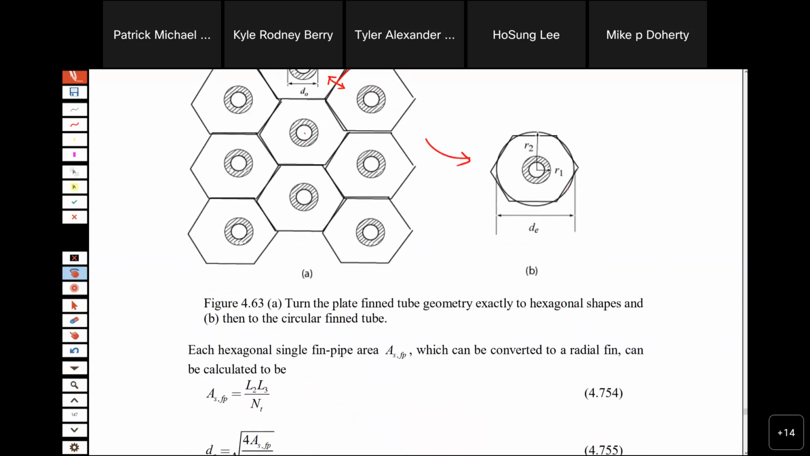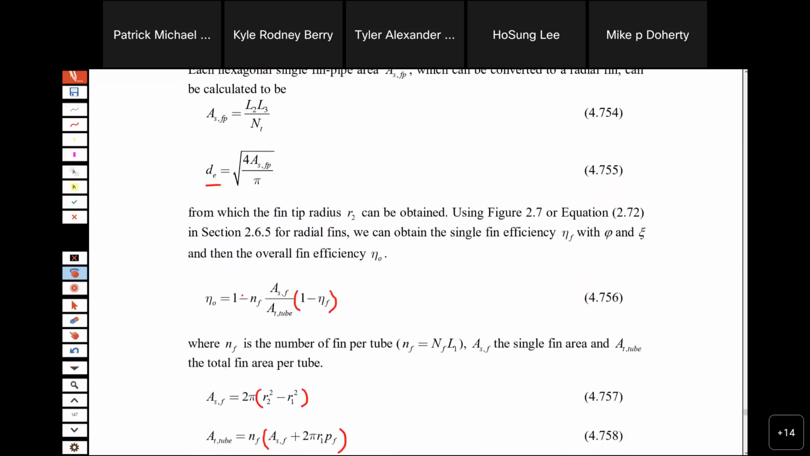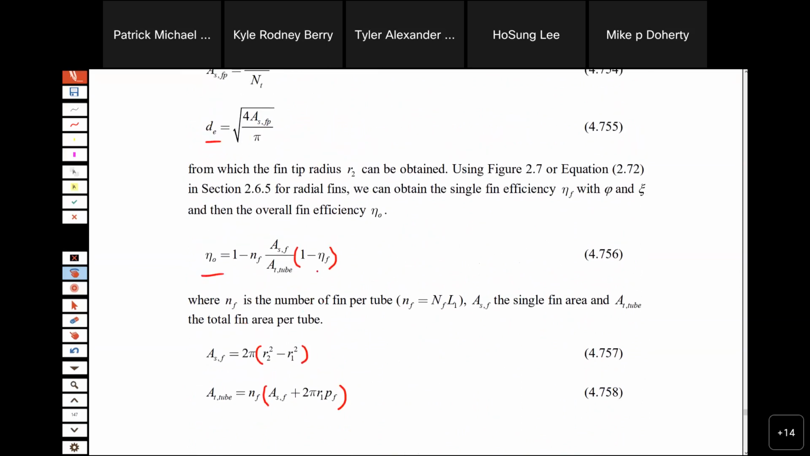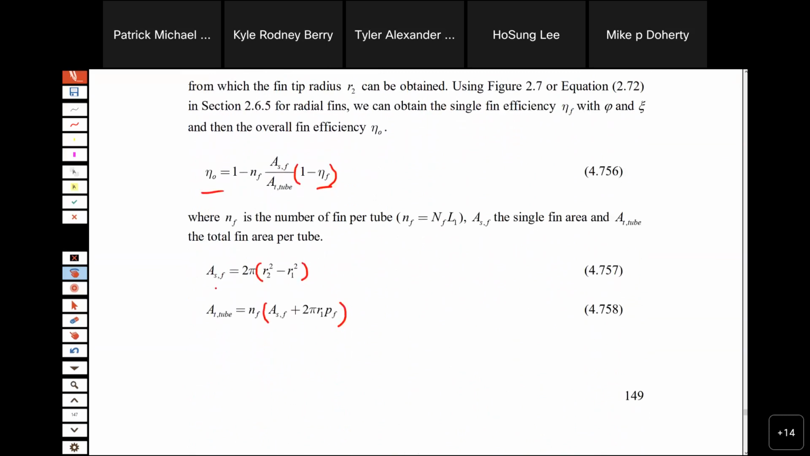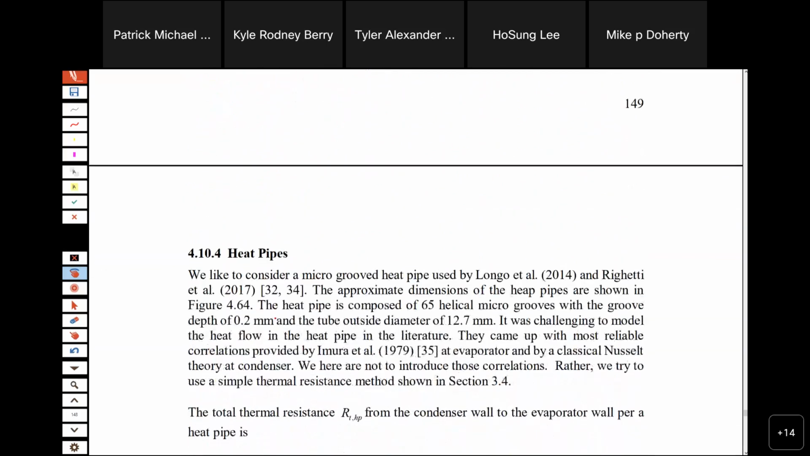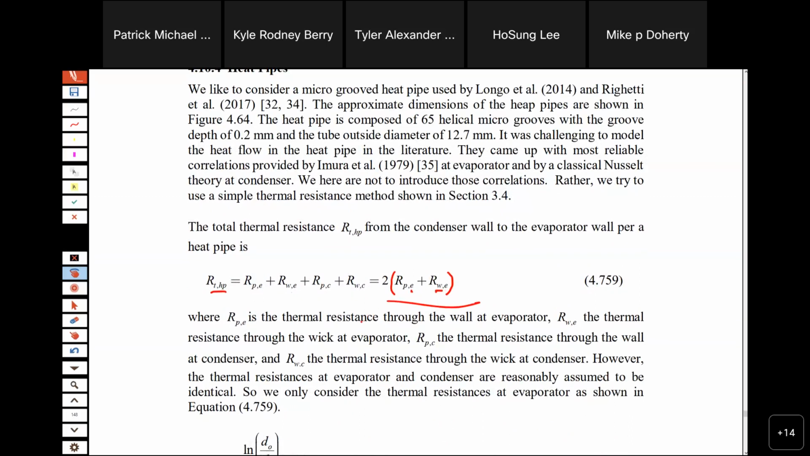So then we're going to use a radial fin and efficiency. You can calculate the hydraulic equivalent diameter and overall efficiency. Everything you can do that: single fin efficiency, overall efficiency, and area, single fin and total. And then the heat pipe, still you can use this concept of thermal resistance. Pipe and wick are the same.